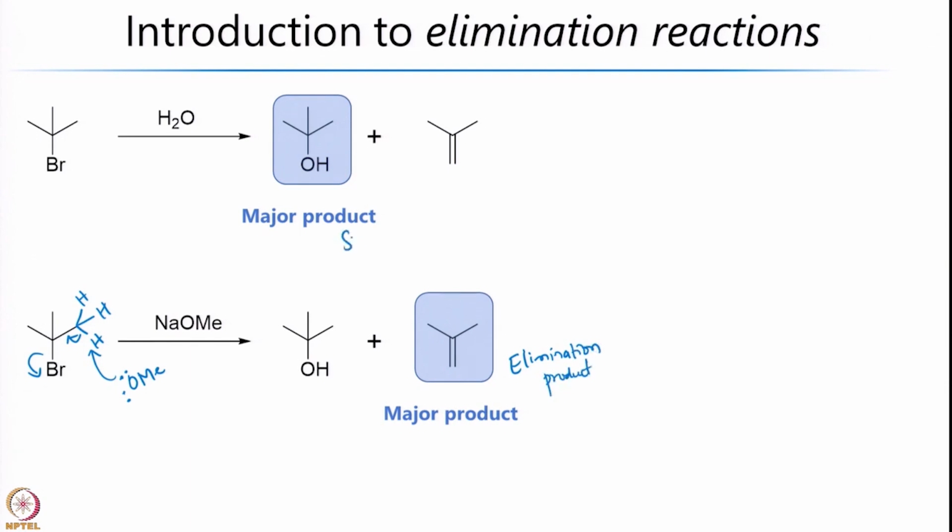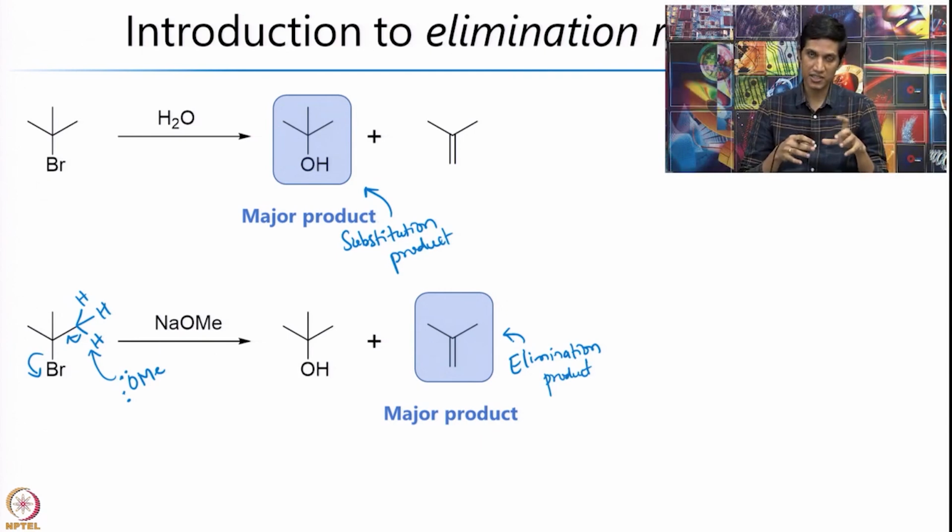And this is what is called a substitution product. Right, this alcohol. So I hope you can see that on the same substrate, by just tweaking the nucleophile, which can also act as a base sometimes, you can get either a substitution product or an elimination product, and both of these depend heavily on the conditions one employs.